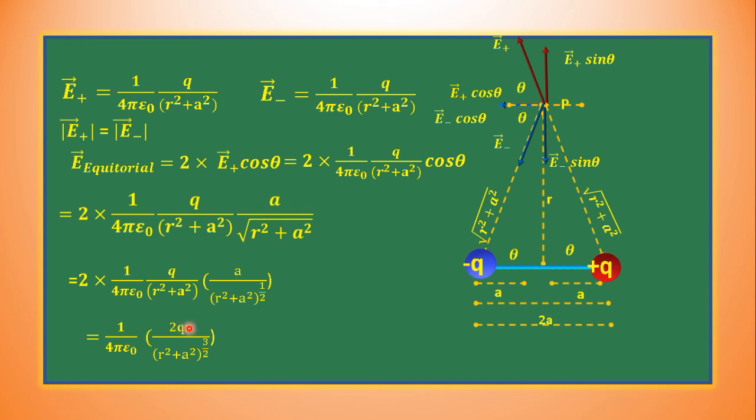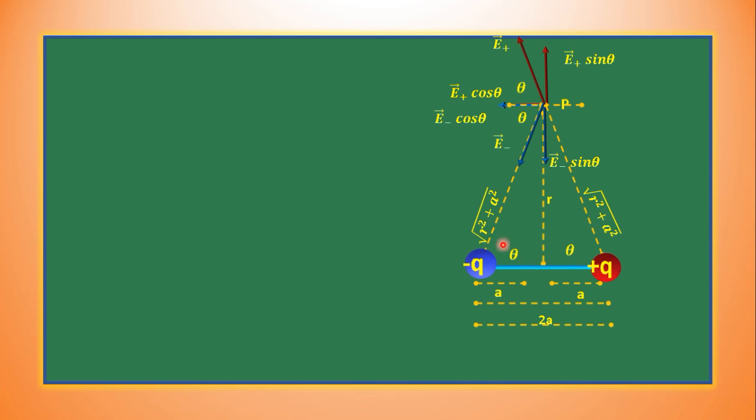Again, this quantity is familiar to us. It is nothing but the dipole moment, and I will get 1 by 4 pi epsilon 0 p by r square plus a square whole raised to 3 by 2, the electric field due to the dipole on its equatorial line at a point P. See, we can consolidate the result as E equatorial equal to 1 by 4 pi epsilon 0 p by r square plus a square whole raised to 3 by 2.